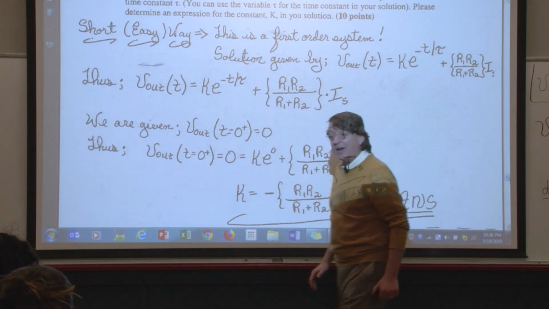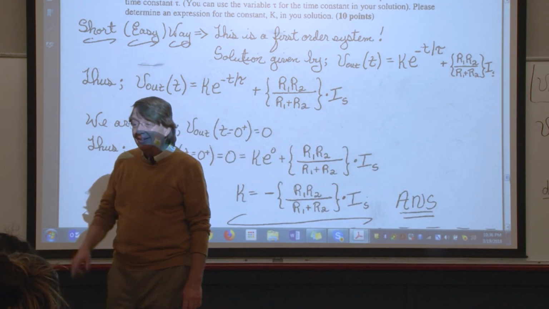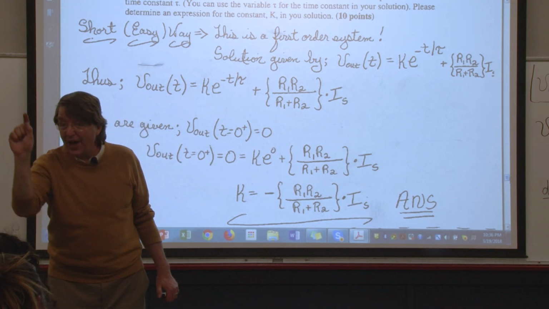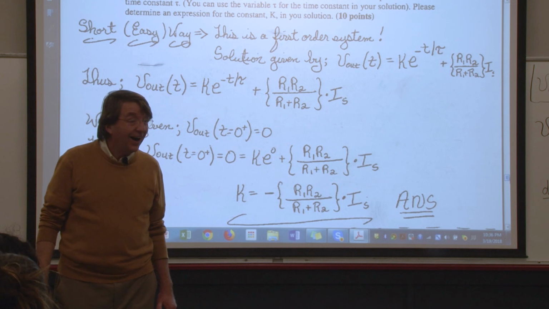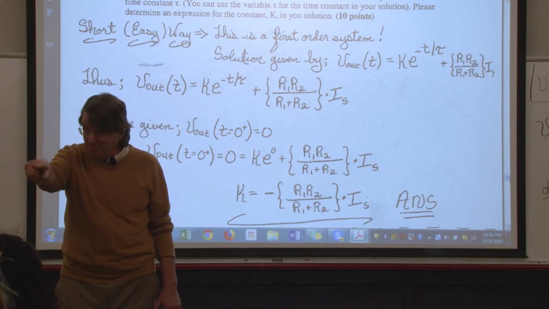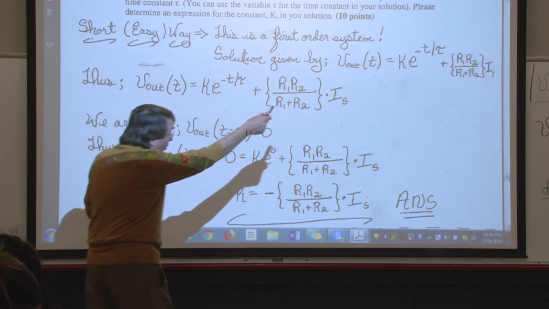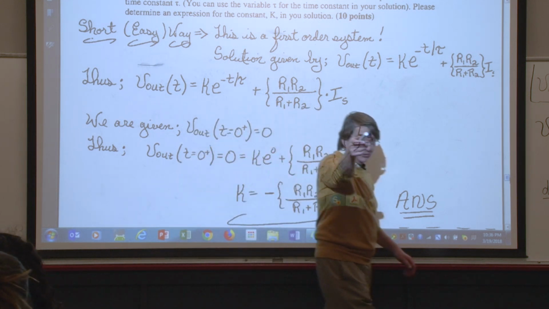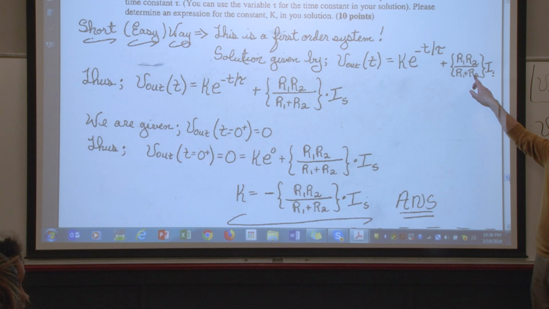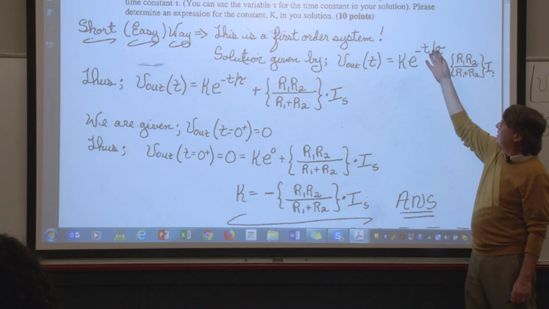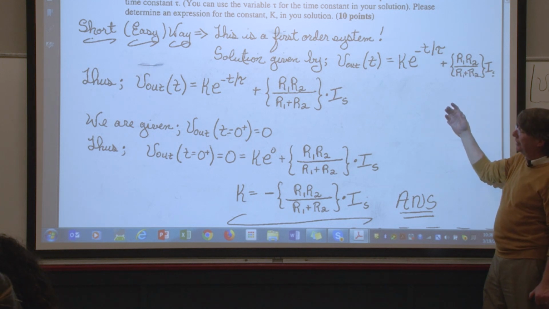But Ryan, what's the right-hand side? Particular solution. The value as t goes to infinity. That was part A of the problem. And we say, oh, that's R1, R2. How could that be difficult, I heard someone say. Over R1 plus R2 times IS. So now, V out is ke to the minus t over tau plus this.